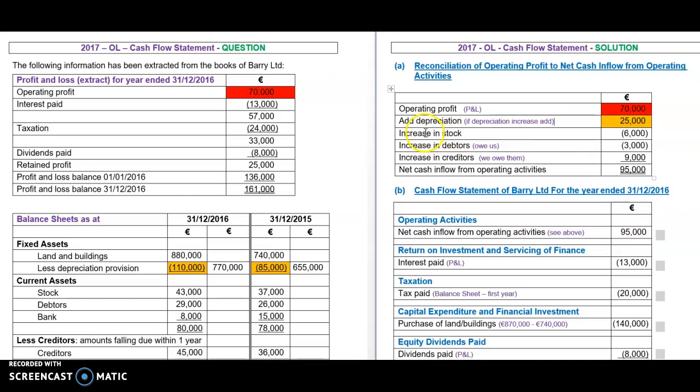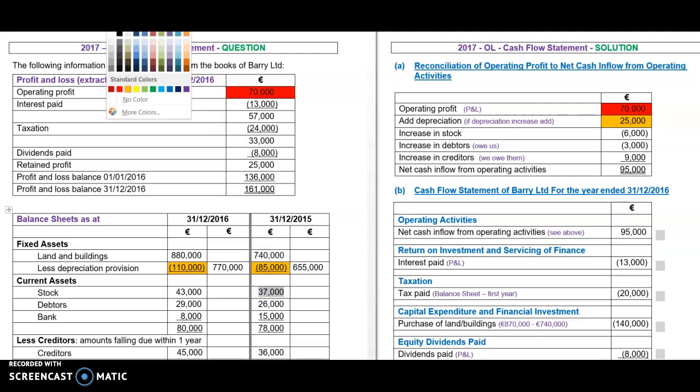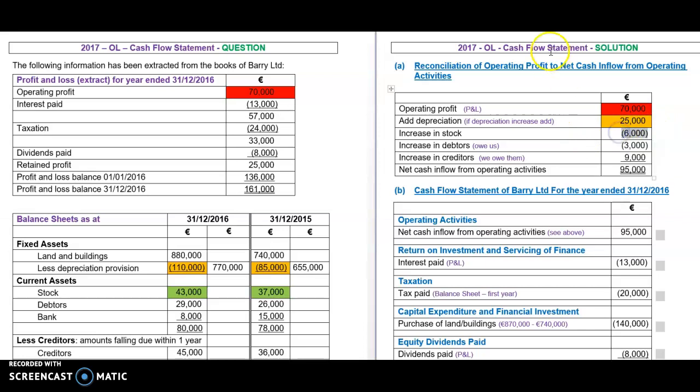Our next entry is stock. So we go to our balance sheet. Under current assets, you see stock. Stock in 2015 was €37,000, and in 2016 was €43,000. So you can see there was an increase in stock of €6,000. Now you will notice that stock figure, it's a minus €6,000. The reason being is your stock increased by €6,000, so you obviously paid for that stock. It was an outflow of cash, so it was a minus 6,000.